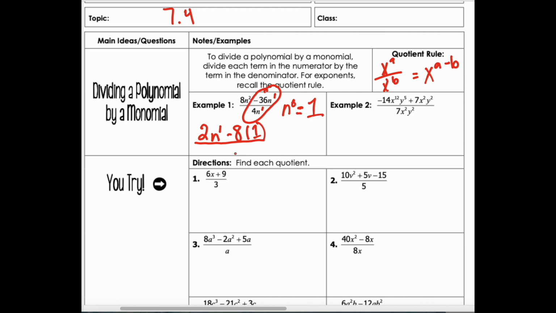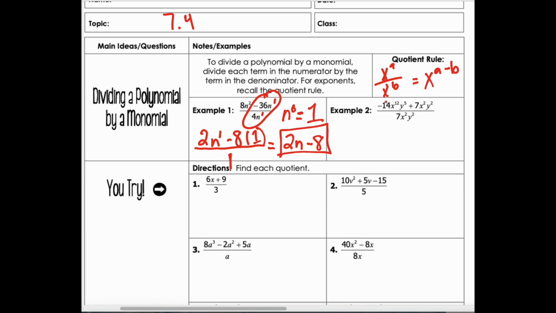Since we did have a fraction and everything is now in the numerator, we keep this fraction over 1, and we can reduce it now. Anything divided by 1 is itself. Let's put this in simplest terms. We have 2 times n, or 2n. I don't need to write that 1. Then negative 8 times 1 is just negative 8. So our final answer is 2n minus 8.